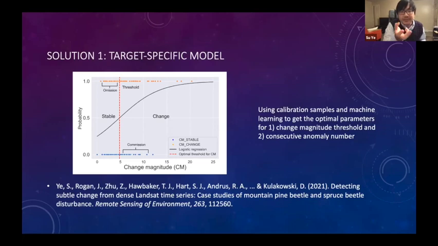I think the first solution is an idea from machine learning. We can use field-collected samples and machine learning algorithms to tune the best parameters for the change magnitude threshold and the consecutive anomaly numbers. Then we can build a target-specific model to detect insects. That's the first idea, and I implemented it and got very good accuracy.